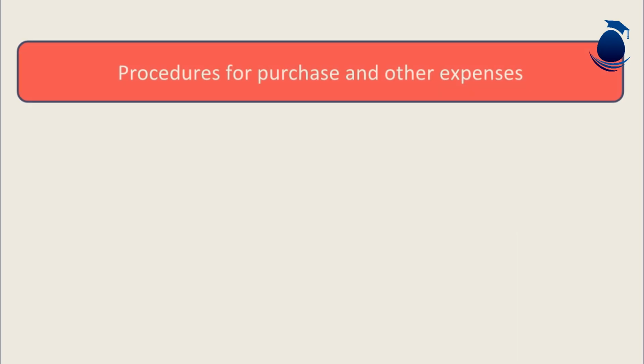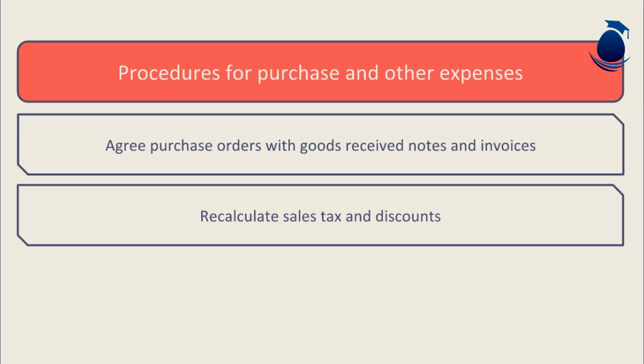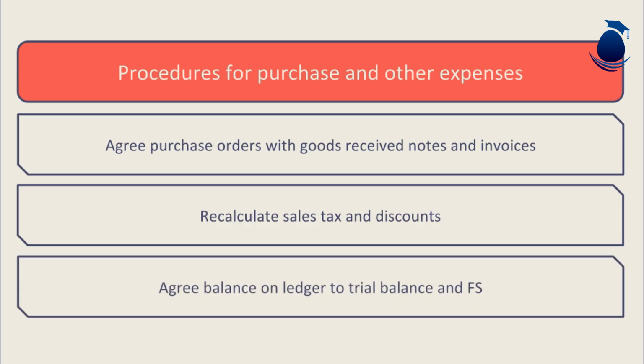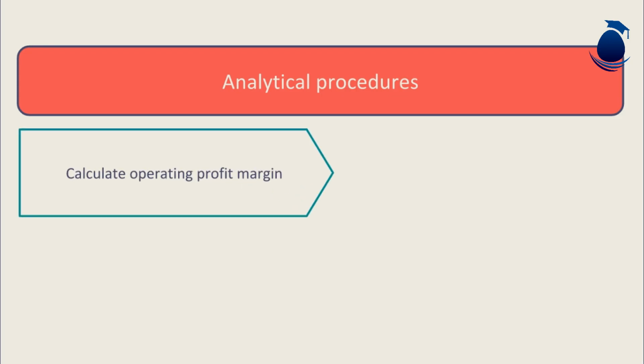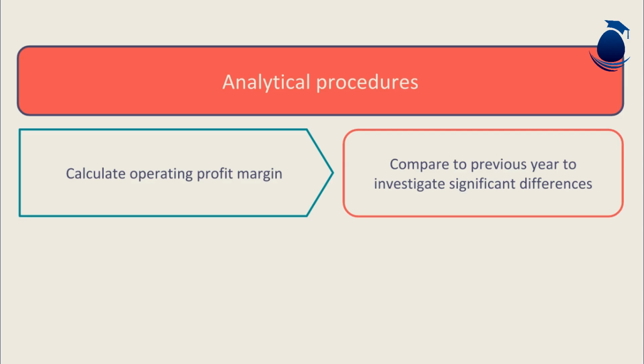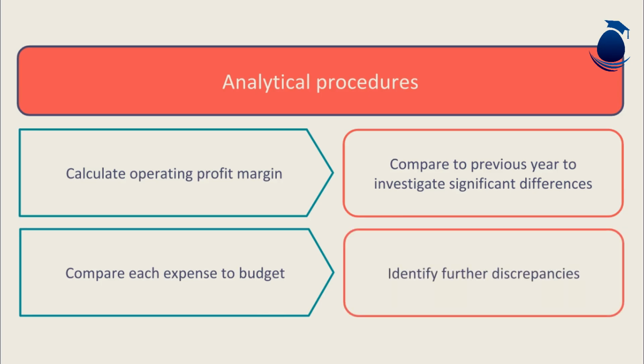The purchase and other expense balance procedures include inspecting purchase orders and agreeing these to the goods received notes and invoices recorded, recalculating sales tax and discounts on a sample of invoices, and agreeing the balance on the ledger to the trial balance and the financial statements. Analytical procedures include calculating the operating profit margin to compare to the previous year and investigating any significant differences, and comparing each expense account to budget to identify anything to investigate further.